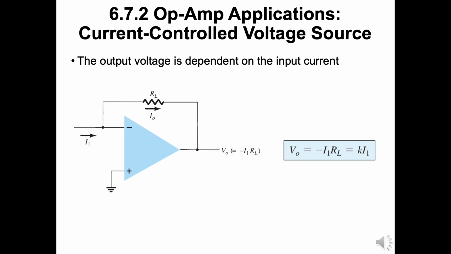The output voltage is dependent on the input current. A practical form of the circuit is built using an op-amp as shown in the figure. The output voltage is seen to be VO equal to -I1 RL.